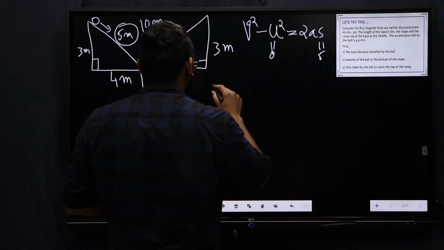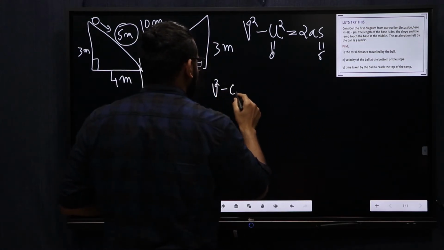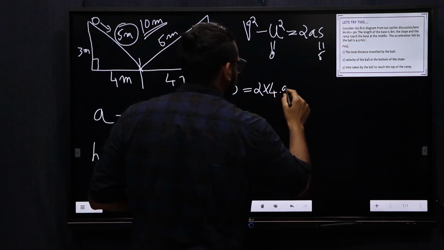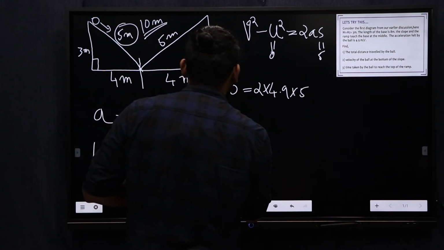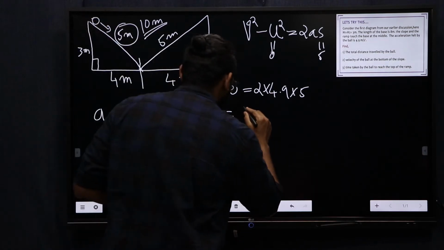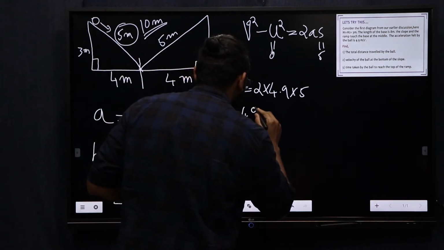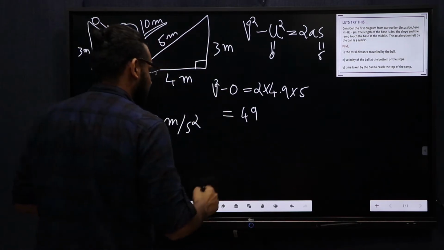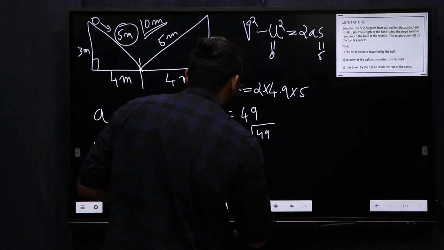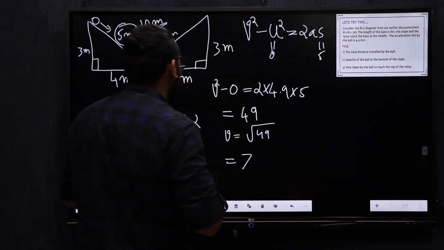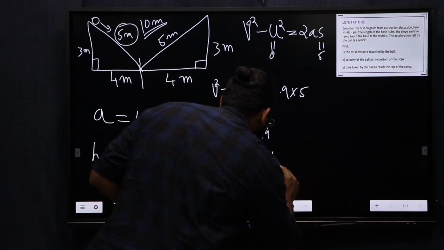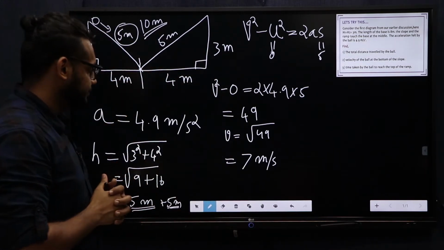So therefore, v square minus 0 is equal to 2 into 4.9 into 5, and that is equal to, anyone? Yep, that's 49. So v square minus 0 is 49. Therefore, v square is 49 and v equals root of 49, which is equal to 7, or the ball is traveling at 7 meters per second at the bottom of the slope.